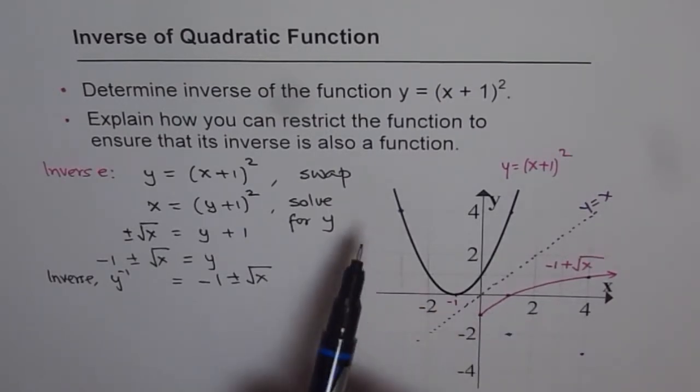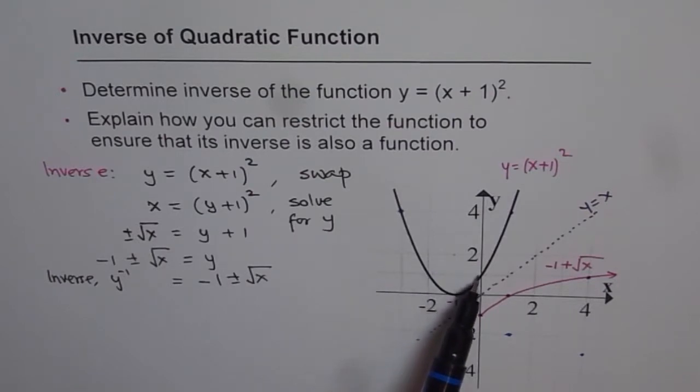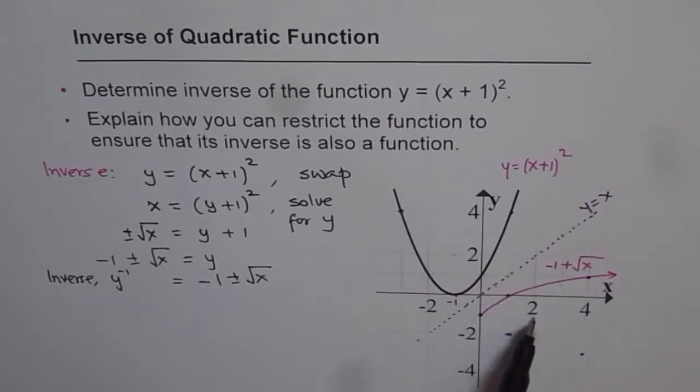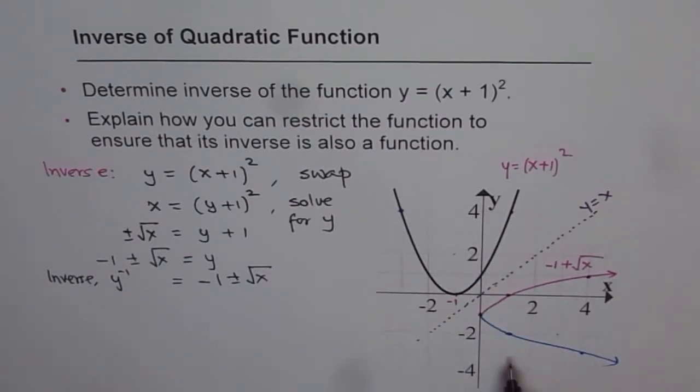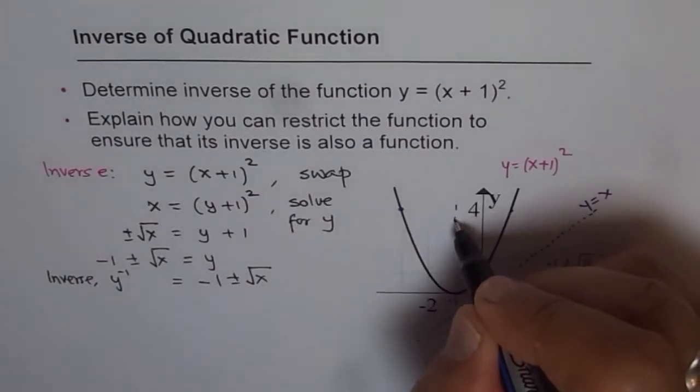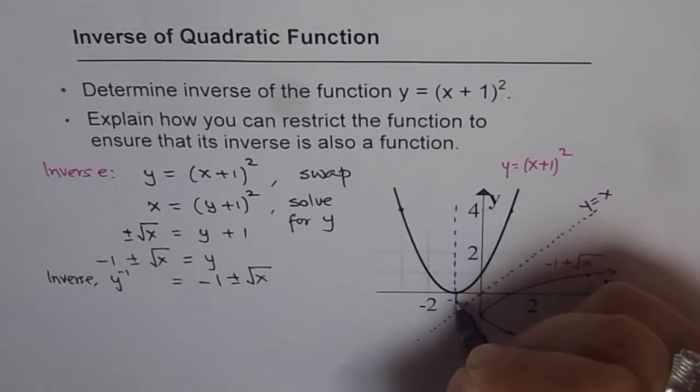You can count diagonally also. 1, 2, 3 and a half. Half, 1, 2, 3. That's it. Now let's join these points and get the parabola. So this half is the lower half, right? Which is minus 1 minus square root of x. You see that? That is how we get the inverse of our function. I have purposely divided into two different colors to show you that we could restrict the domain of the function to ensure that the inverse is also a function.